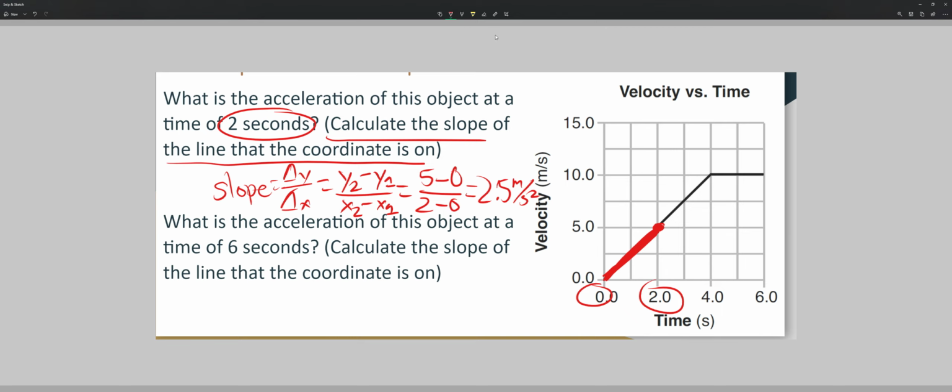And this is essentially my answer. So this is my acceleration. So now let's take a look at the second question.